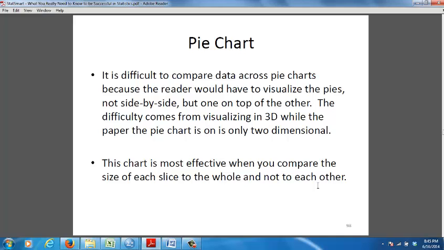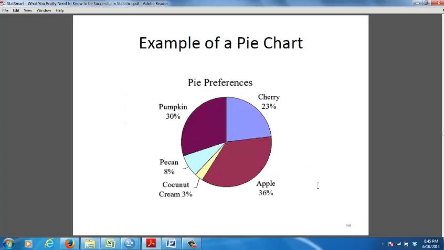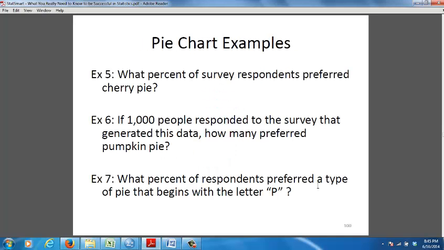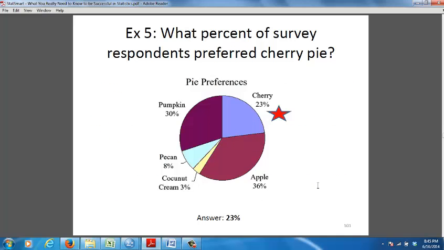And again, the pie chart is most effective when you're comparing one slice to the whole and not to each other. So here's an example. I have a pie chart of pie preferences. And one of the questions is, what percent of survey respondents preferred cherry pie? If 1,000 people responded, how many preferred pumpkin? And what percent preferred a type beginning with the letter P? You can see that 23% preferred cherry based on the size of this pie here.